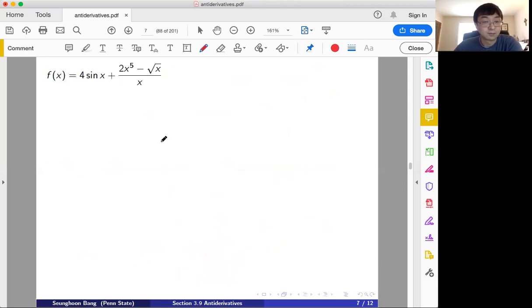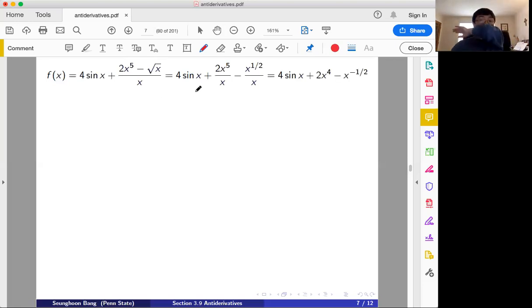The next one, the same. So we want the antiderivative of 2x to the 5 minus root x over x. How can you do that? You can split the second part: 2x to the 5 over x minus x to the 1/2 over x. Next, simplify more. Here, the x is crossed out, so exactly 2x to the 4. This power is 1, and the power 1/2 minus 1 is negative 1/2.